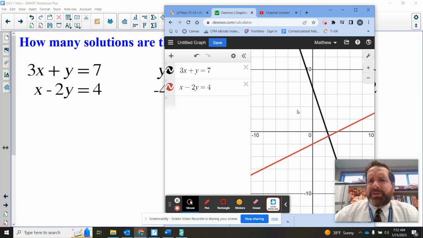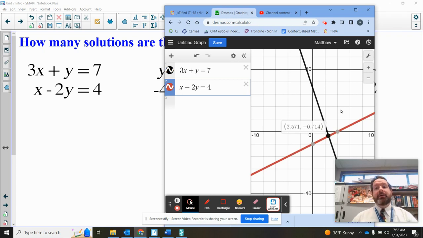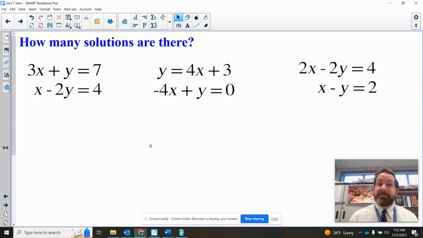Okay, your colors may be different than mine, but you should see two graphs that look like this. So we've got one kind of going up, one kind of going down, and they cross each other right here. That's the solution to the system. But let's think about this. Because the red line goes off in those two directions and the black line goes off in those two directions, they're not ever going to cross again. This ordered pair is the only time they cross and is therefore the only solution to the system.